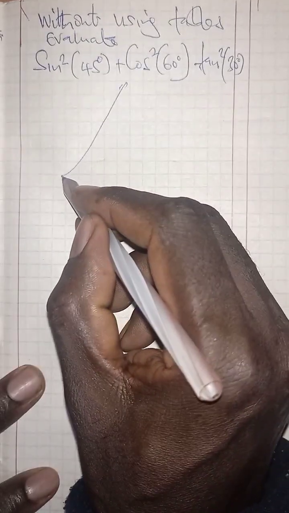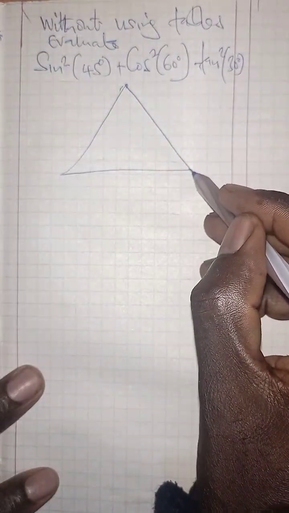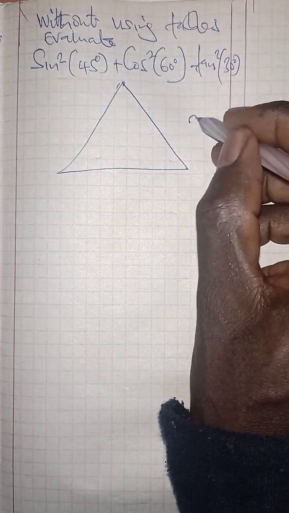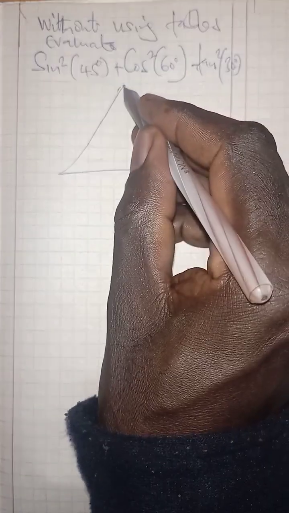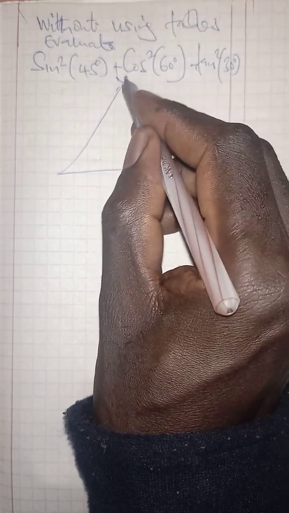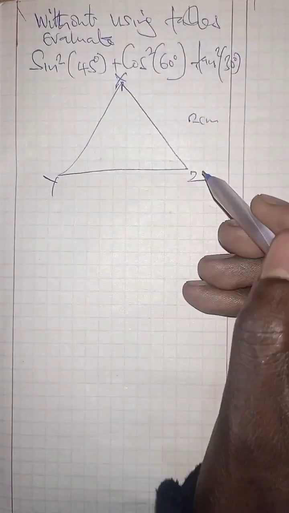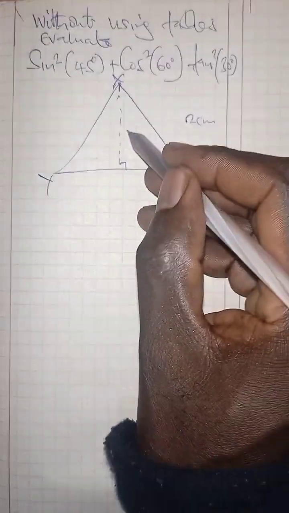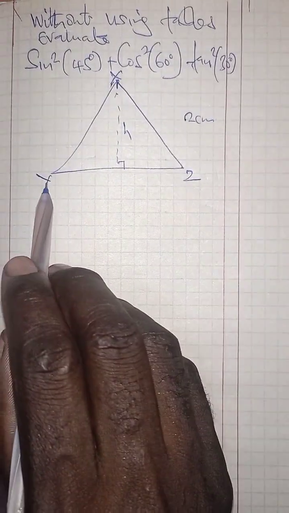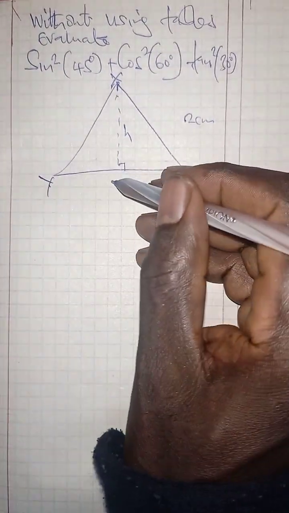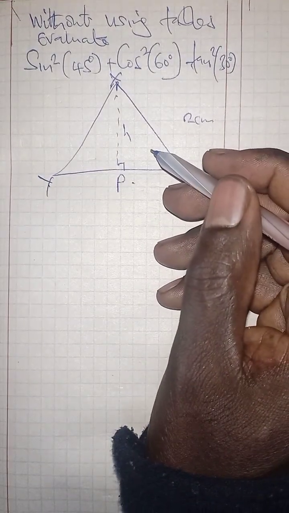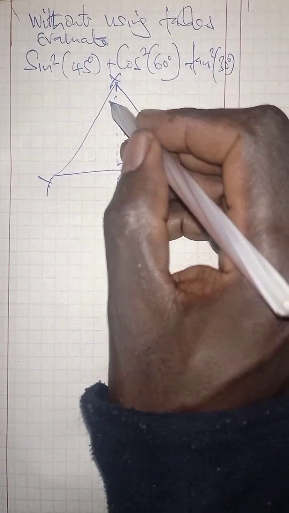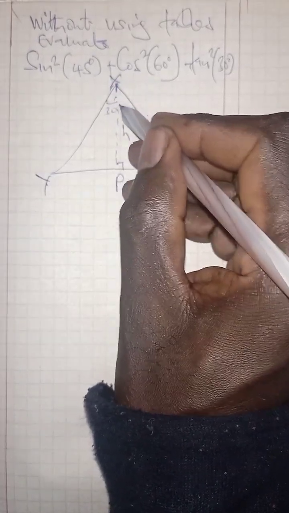Now let's assume this is an equilateral triangle of 2 centimeters. Each side is 2 centimeters. Now if you drop a perpendicular from this point, let's say this is x, this is y, this is z, a perpendicular bisector from this point, it will be the height of this triangle. It will divide yz into 2. Let's say the midpoint is p, and it will bisect this angle, so that this is 30, this is 30.